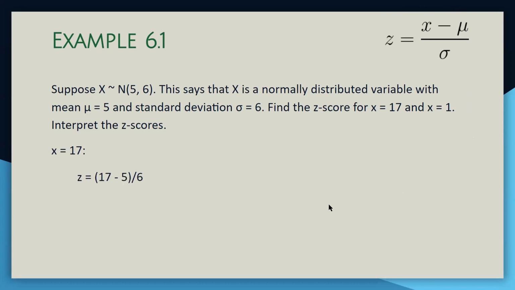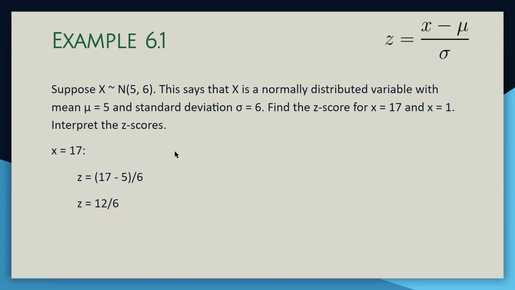So for x equals 17, we're going to plug our values in. 17 goes in the x spot, our mean of 5 goes in for mu, and our standard deviation of 6 goes in for sigma. Remember that you need to do the subtraction in the numerator before you divide, or you need to type it in your calculator exactly like it's typed on the screen, using parentheses around the numerator.